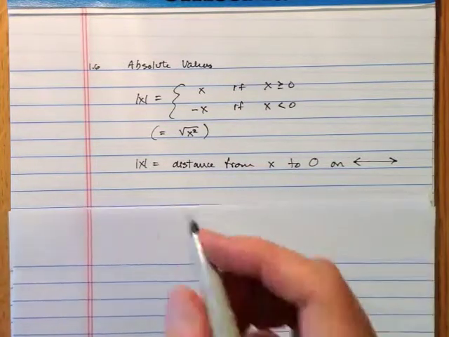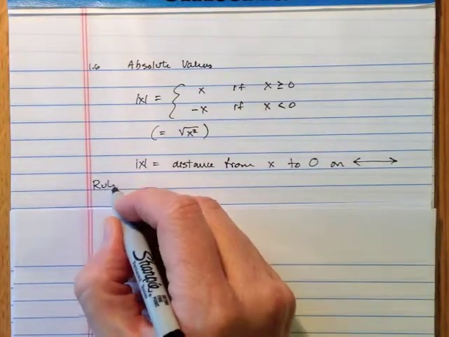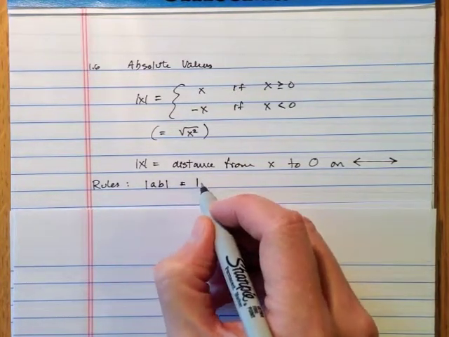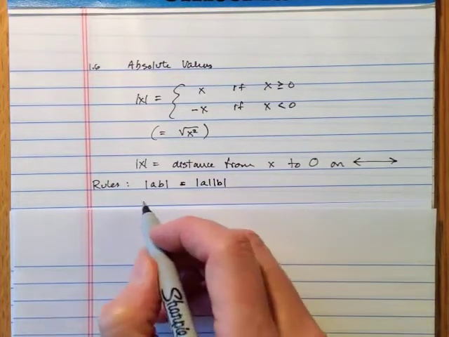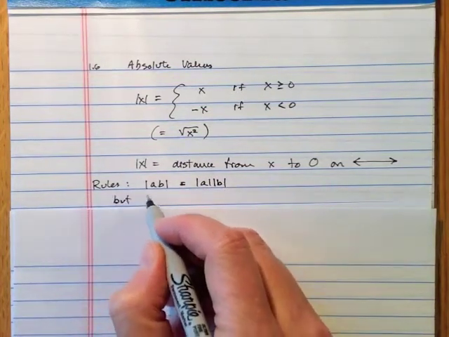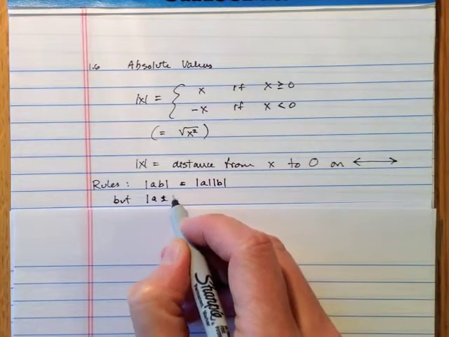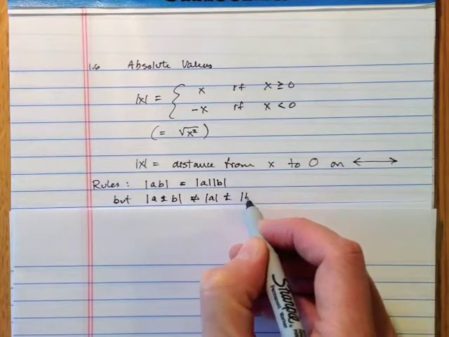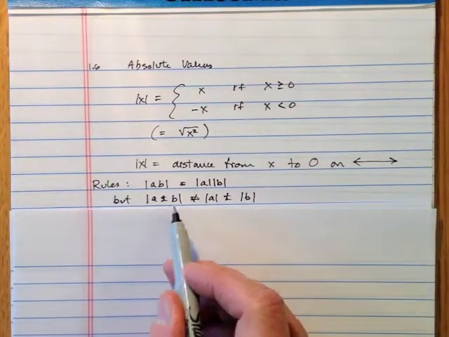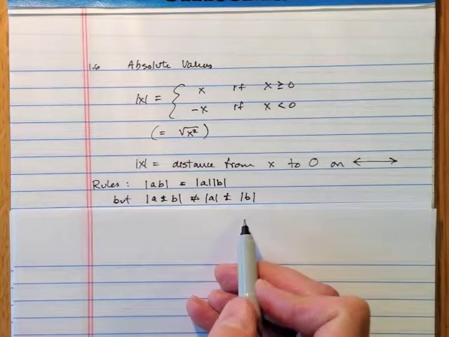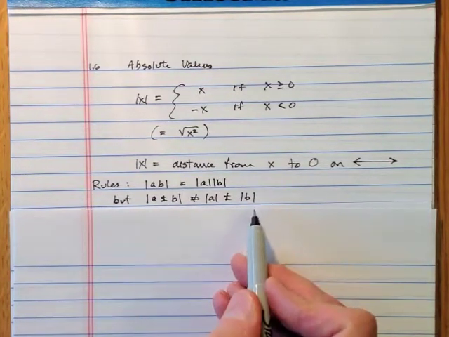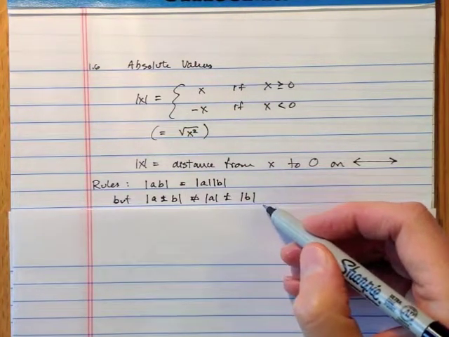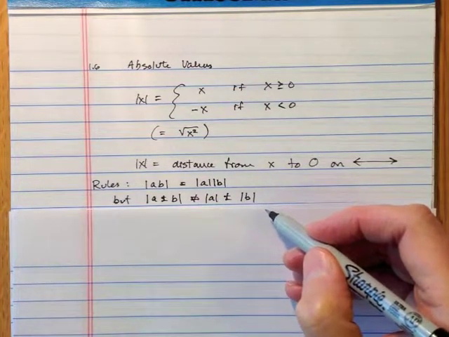And some handy rules about absolute value are that it's good to know that the absolute value of a times b is the absolute value of a times the absolute value of b. But I should warn you, the absolute value of a plus or minus b does not equal the absolute value of a plus or minus the absolute value of b. Well, there are some numbers for which something like this would be true, but there is no rule like this second one that will be true for all real numbers a and b. This makes working with absolute values difficult when you're solving equations and inequalities.